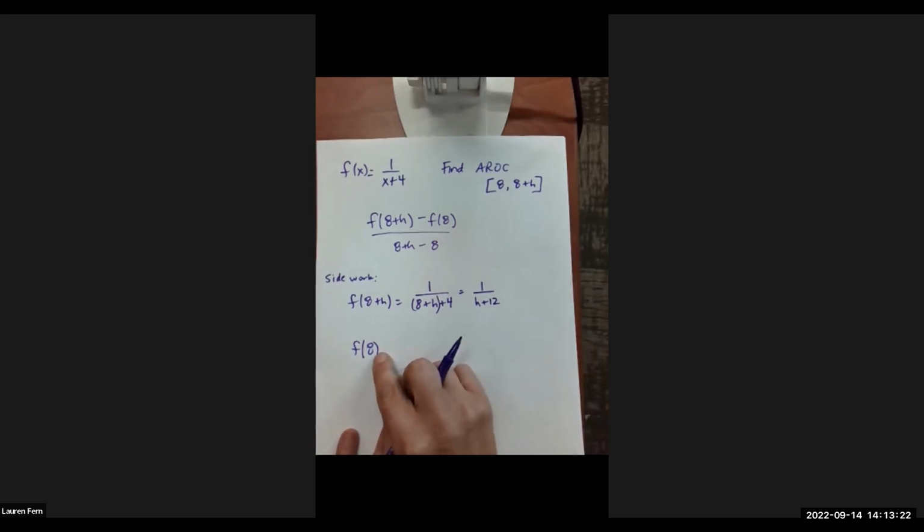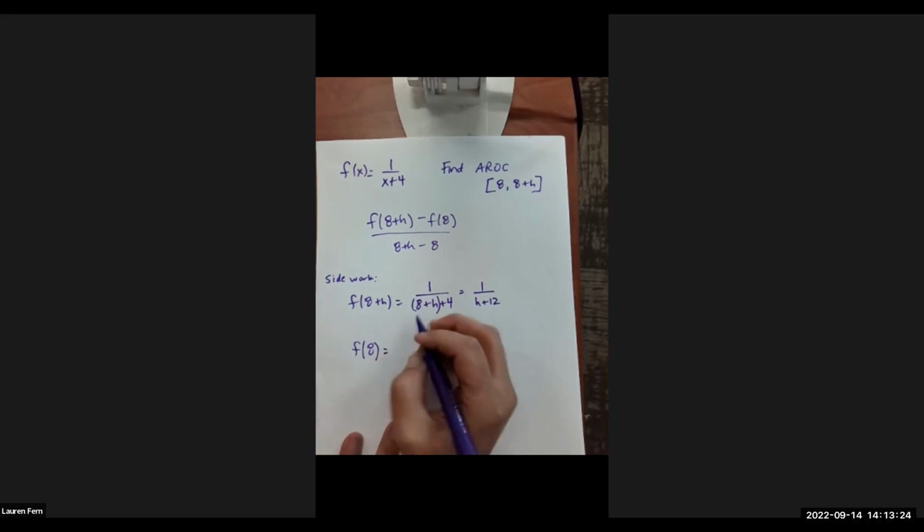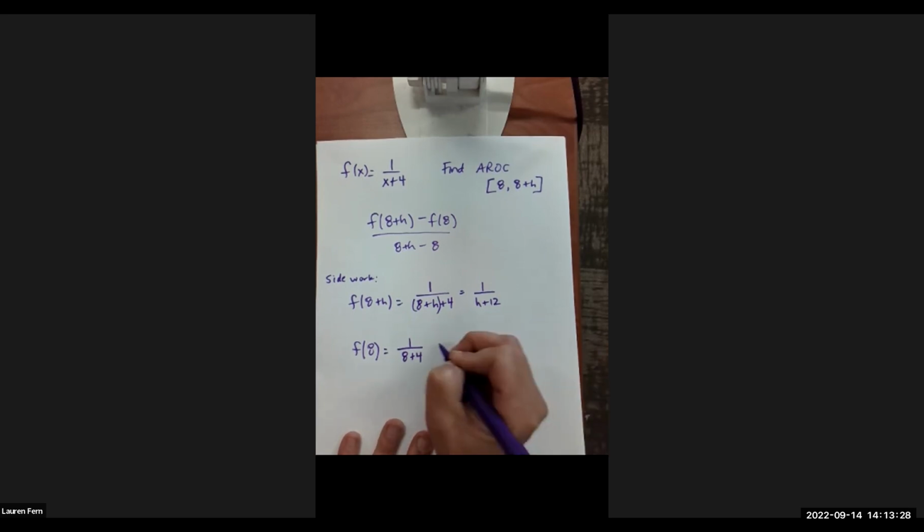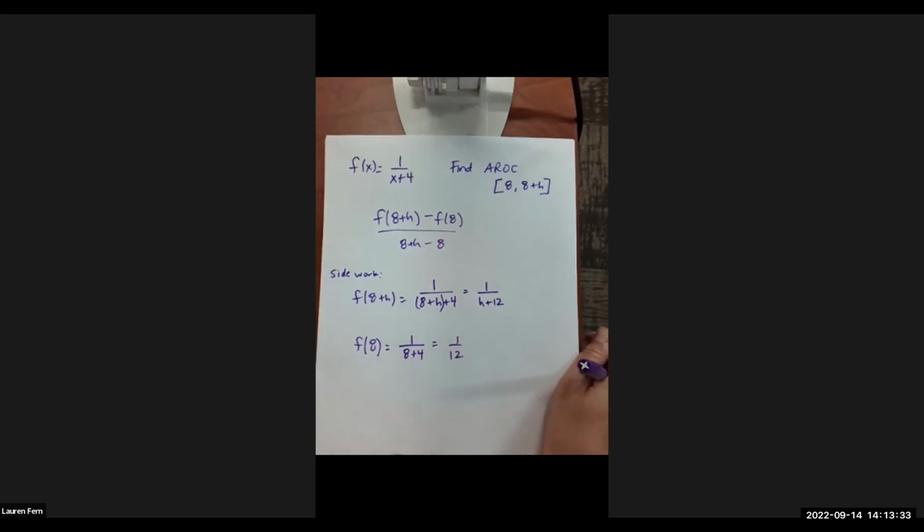Okay, what if I want to find f of 8? What do I get there? 1 over 8 plus 4. So don't I get 1/12? Finally, a number. You with me this far?